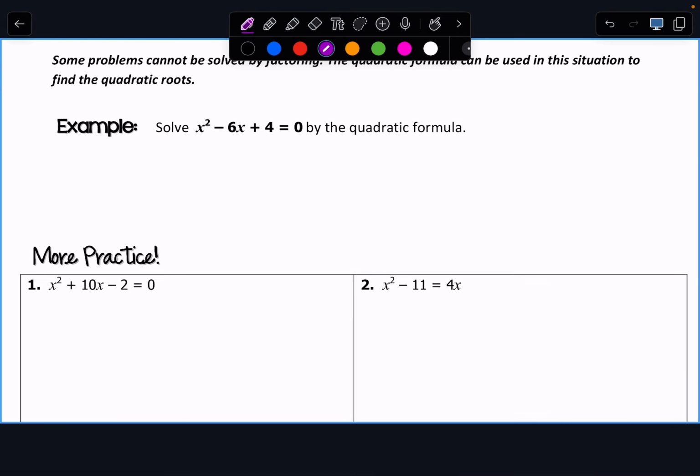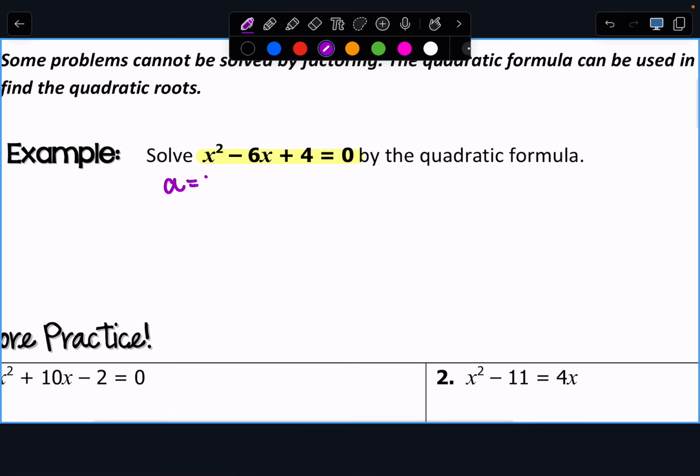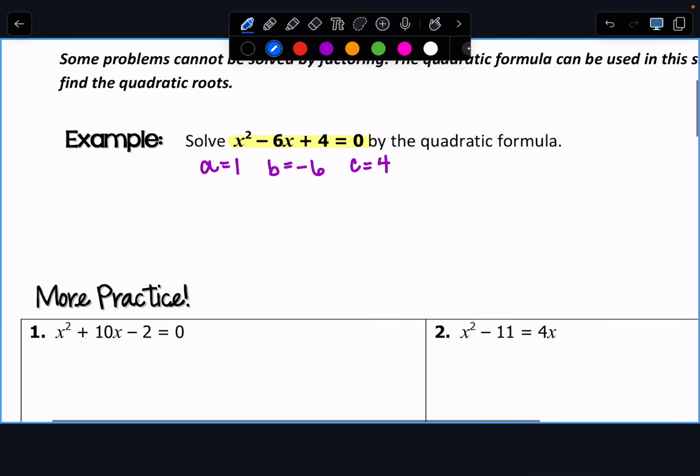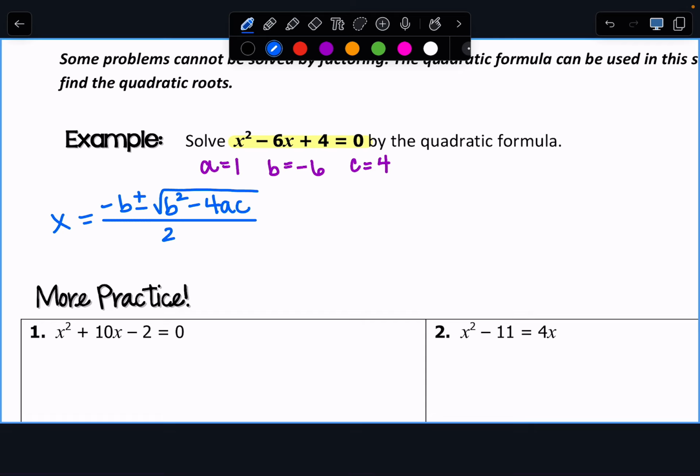All right. So, we are going to start with this example right here. Help me out. What is our a value? No, a is 1. I just want to know what a is. What is b? b is negative 6. And c is 4. So I'm going to write my formula. x equals negative b plus or minus the square root of b squared minus 4ac all over 2a.